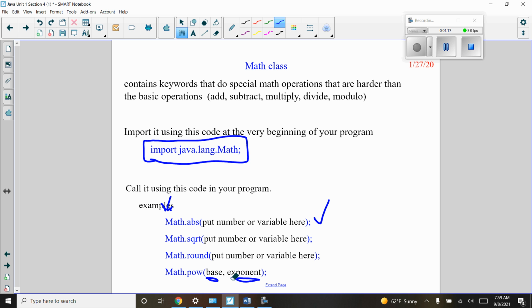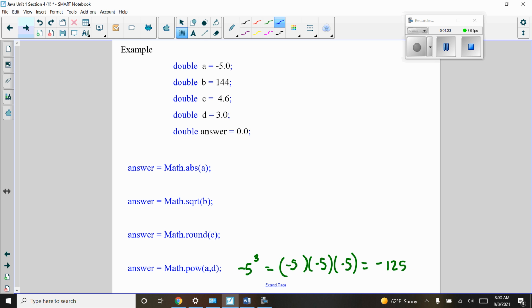So if you were doing that 4 to the 3rd power, then this would look like Math.pow, and then in parentheses, the 4 would come first and the 3 would come second. All right. So one of these is already done, but here's a list of variables we have. If we wanted to find the Math.abs of A, that's saying the absolute value of A, which was -5.0.